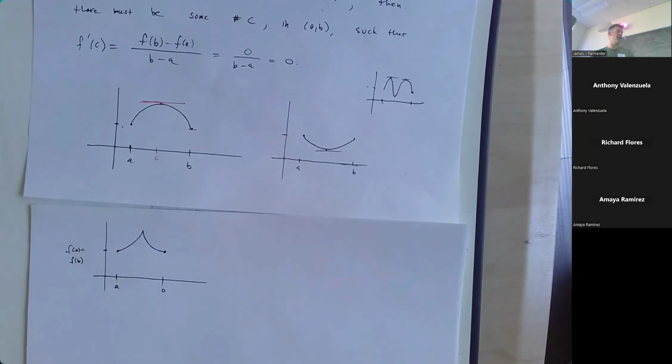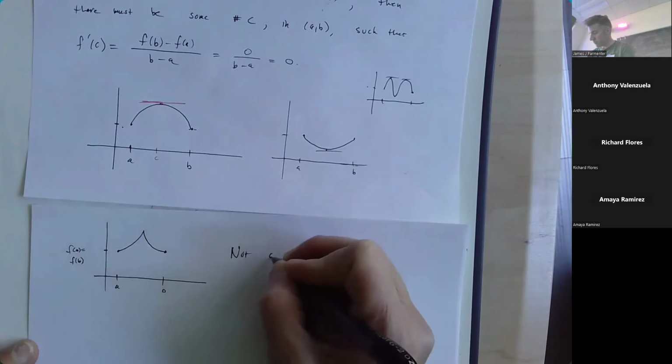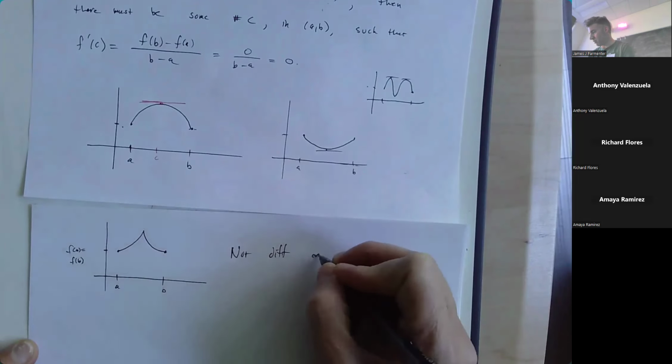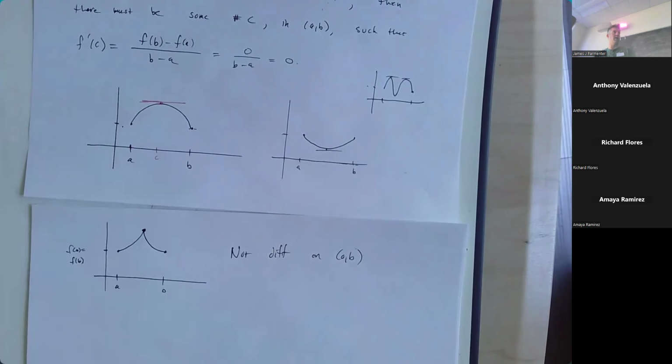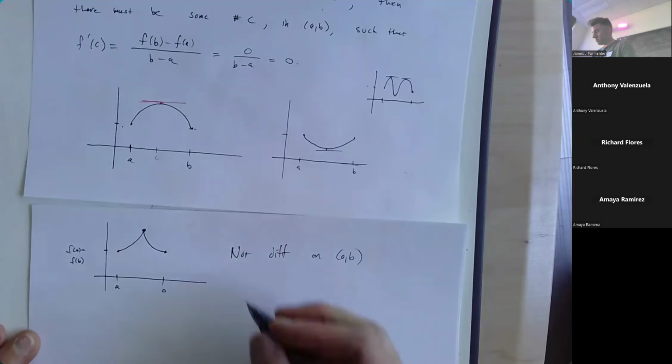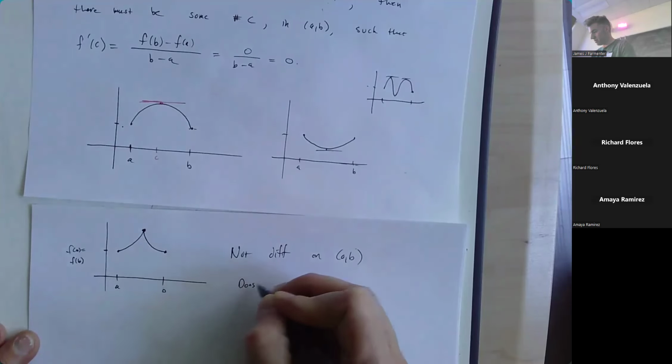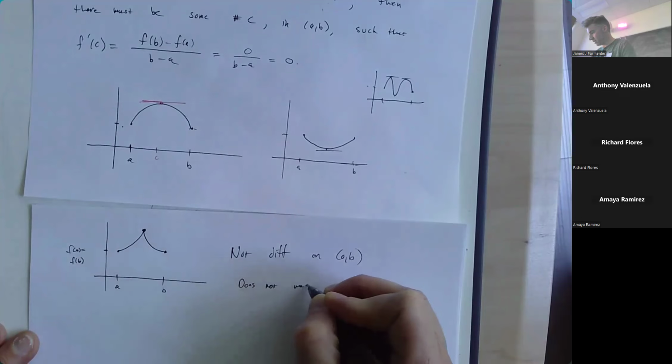Is it continuous from A to B? Is it differentiable from A to B? Definitely not. There's a pointy point. This is not differentiable on the open interval, specifically right there. You've got a sharp point, a cusp or a corner, so it fails. So it does not meet the criteria.